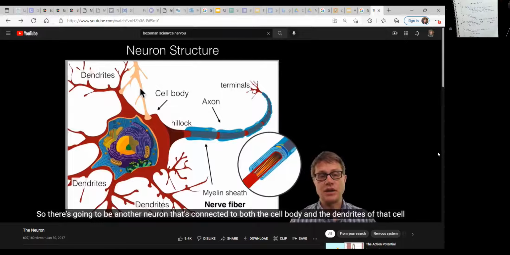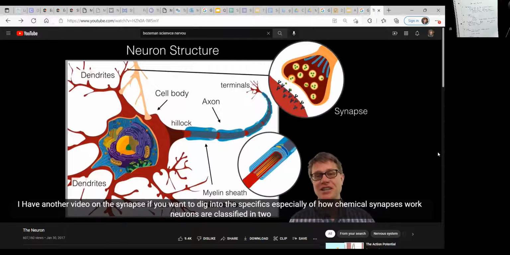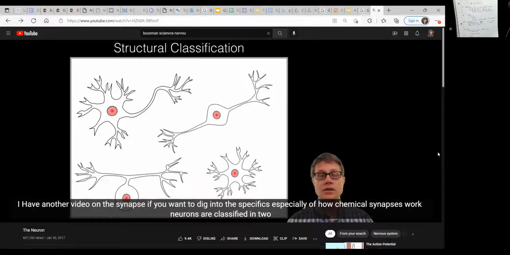Now we're taking in information as well. So there's going to be another neuron that's connected to both the cell body and the dendrites of that cell. But there's going to be a gap between these two, and we call that a synapse. It's a connection between neurons. Again, I have another video on the synapse if you want to dig into the specifics, especially of how chemical synapses work.